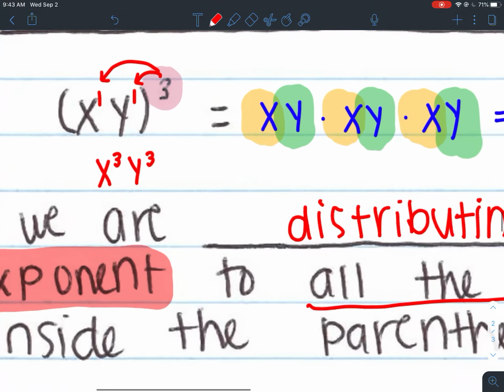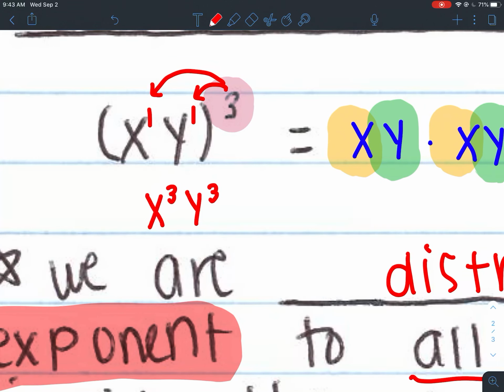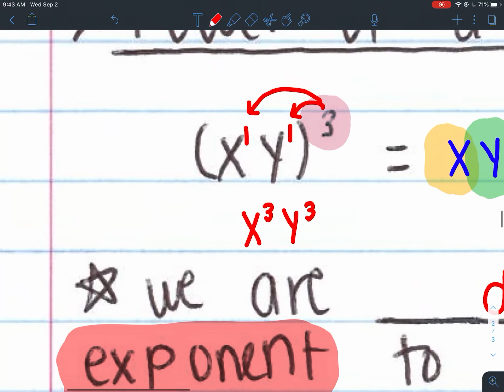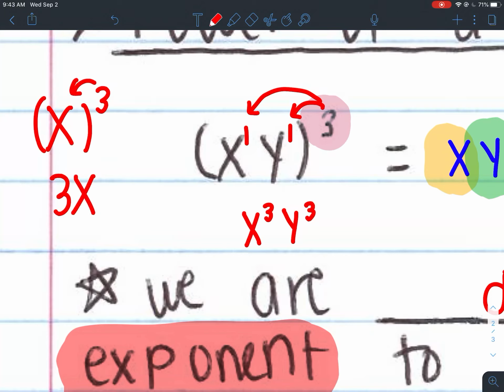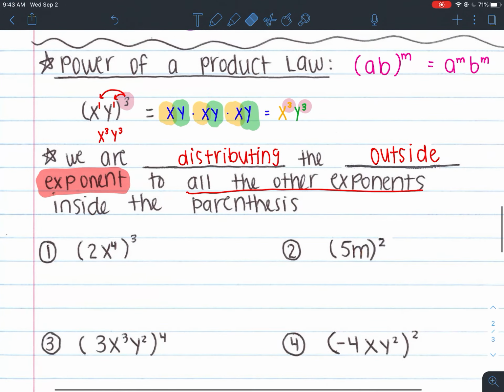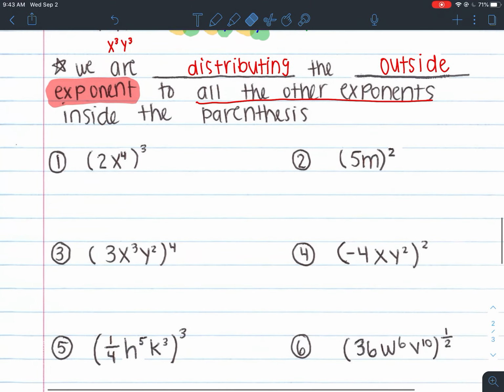Now again, we did that with the x's. The x and the y didn't have an exponent, but they're a 1. So we're distributing it to those exponents. We're not distributing it to x, right? So for example, this does not make 3x, okay? It does not make that. You're distributing it to the exponent that x has, which in this case is 1, so 3 times 1 is 3. So you're distributing that outside exponent inside to the other exponents.